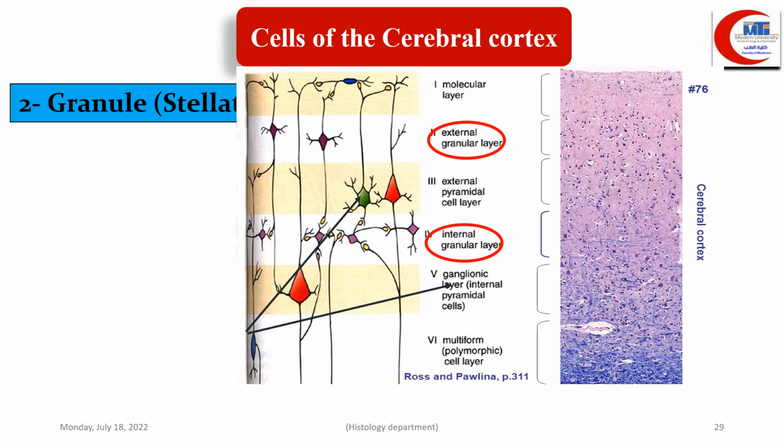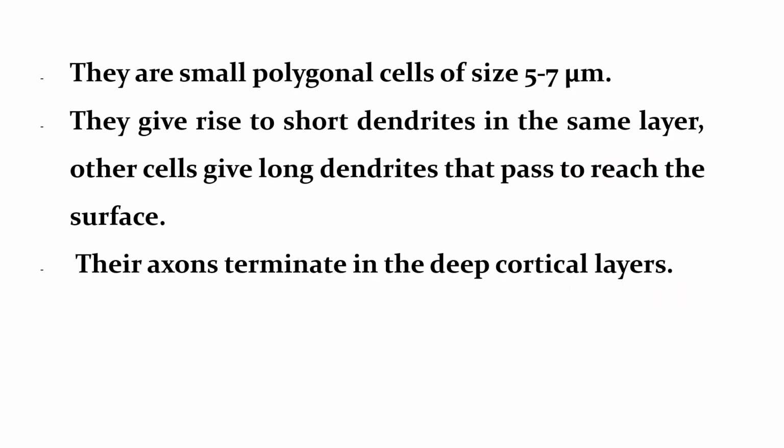As regards the second type of cell in the cerebral cortex, this is called the granule cell. Granule cells are arranged in 2 layers in the cerebral cortex, which are called the external granular layer and the internal granular layer. So, what are the features of the granular cells? They are small polygonal cells. The size of each cell is 5 to 7 micrometers. They give rise to short dendrites in the same layer. Other cells give long dendrites that pass to reach the surface. As regards the axon, their axons terminate in the deep cortical layer.